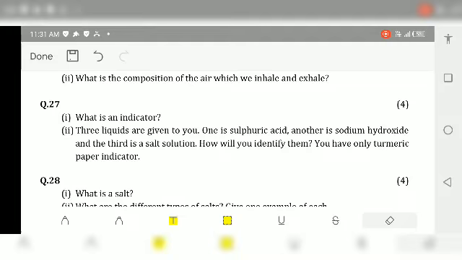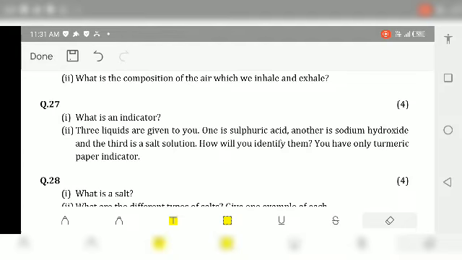Put one drop of each of the remaining two liquids on the red turmeric paper. The liquid which makes the red turmeric paper yellow again will be the sulfuric acid. This is because sulfuric acid cancels the effect of sodium hydroxide on turmeric. The liquid which has no effect on the red turmeric paper will be the salt solution because it is neutral.